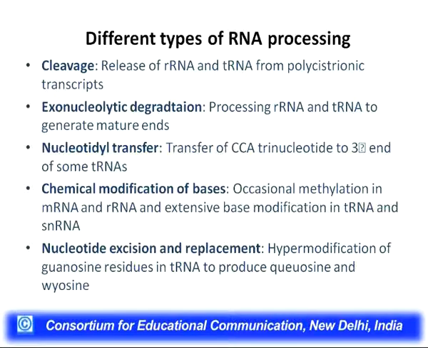The next method of processing is nucleotide excision and replacement. In tRNA, it is seen that there can occur hypermodification of guanosine residues producing queuosine and wyosine, and these bases are put inside the tRNA by the excision and replacement method.